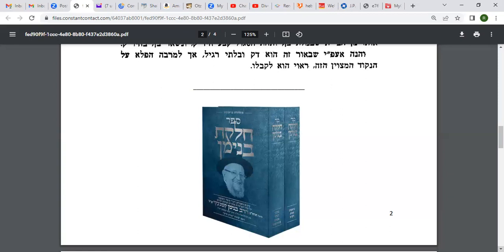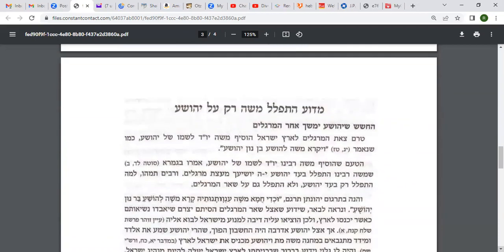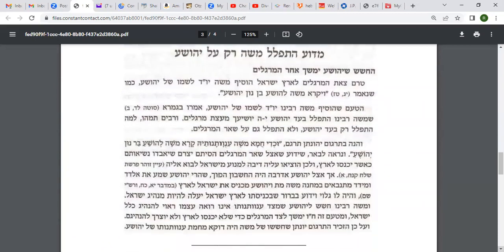I don't remember when it was. It could have been a year ago, maybe 2 years ago. I saw this being advertised, so I bought it, and I look at it every now and then. I found some beautiful ideas in there. So I want to share with you a wonderful idea that I saw from Rabbi Kamenetsky. So let's see. We're on page 3 now.